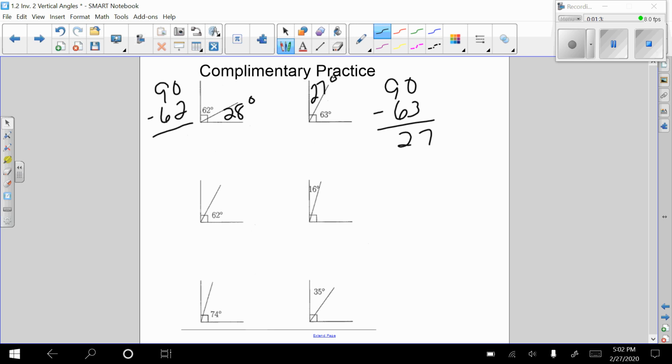Here are some more you can practice. What if one is 16 degrees, like here? If I have 90 minus 16, what do I get? Well, do the subtraction. You would get 74 degrees. Making sure both add up to 90.